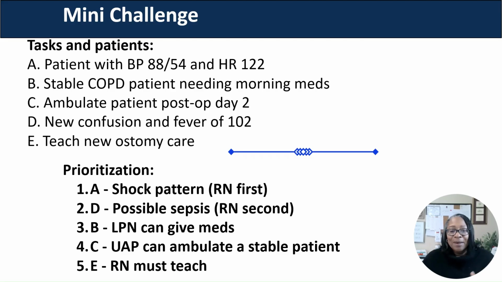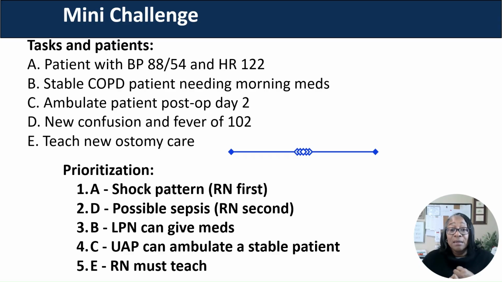Okay, A, the patient has a low blood pressure, 88 over 54, with a heart rate of 122. The B patient is a stable COPD patient needing morning medications. C, you have to ambulate a patient post-op day two. D, you have a patient with new confusion and fever of 102. And E, you have to teach a patient new ostomy care. So you have the prioritization, and then you have who it is delegated to.